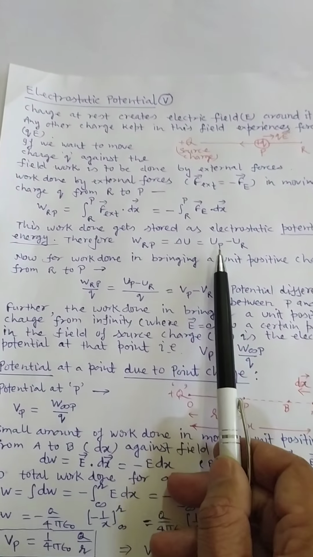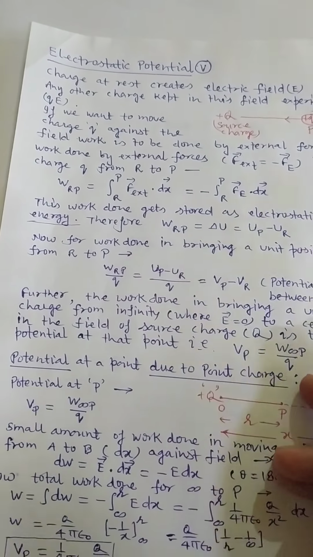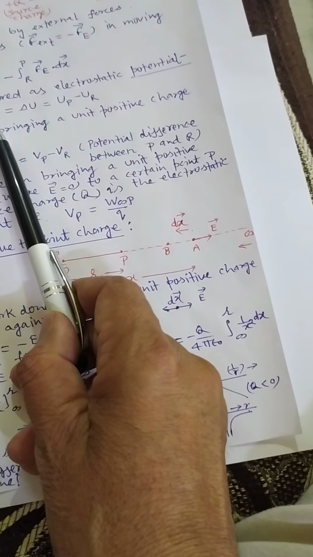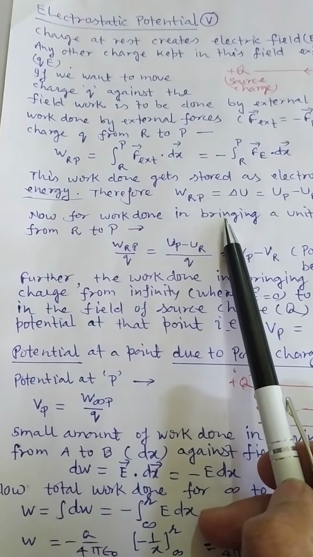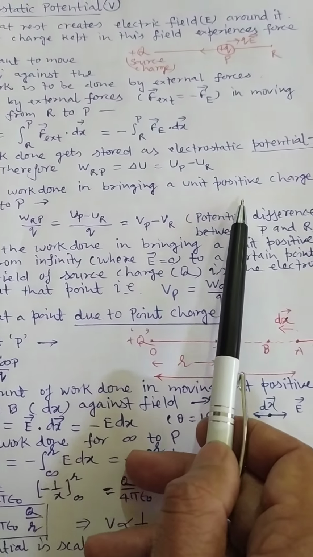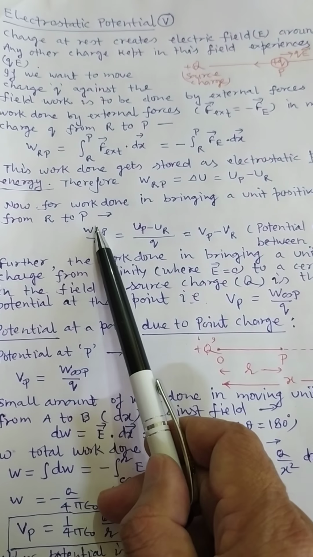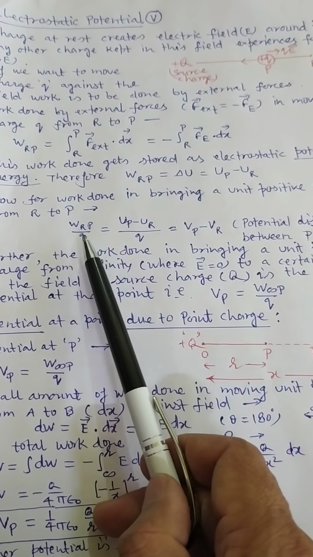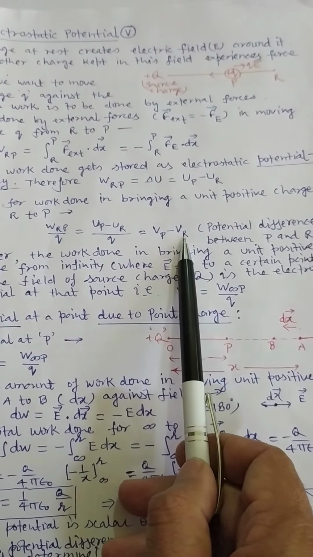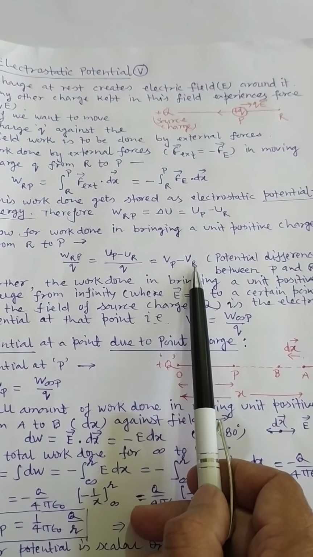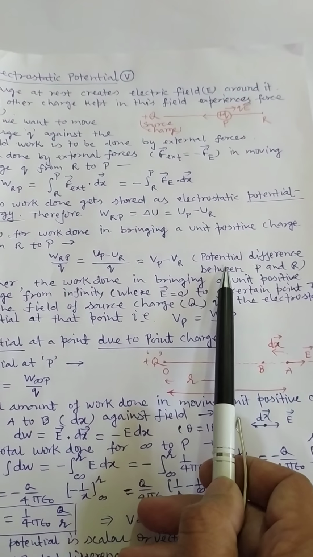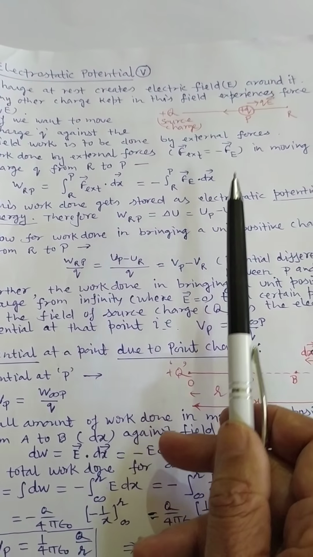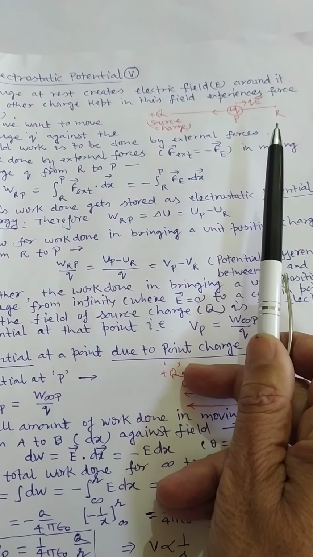Now we want to have this work done not for the whole charge but for the unit charge. We want to make this work done independent of the charge which is to be moved, right? So we take the work done in bringing a unit positive charge from R to P against the field, and this is by definition the potential difference between the points P and R. So Vp is the potential at P and Vr is the potential at R.